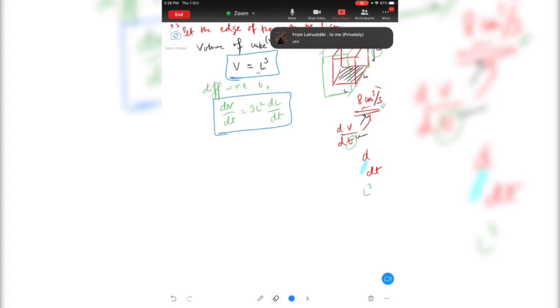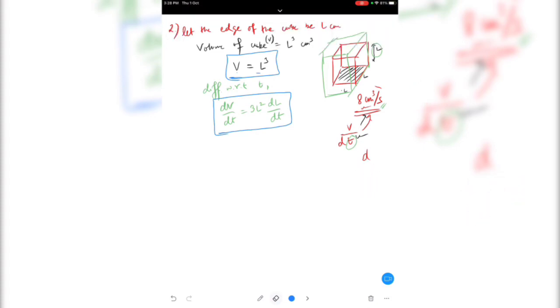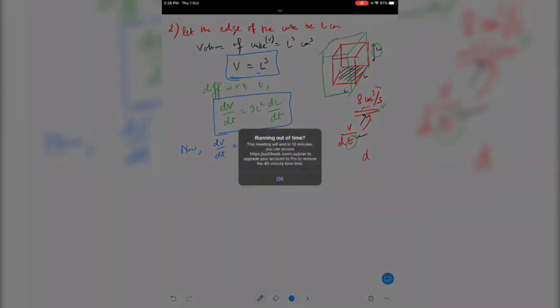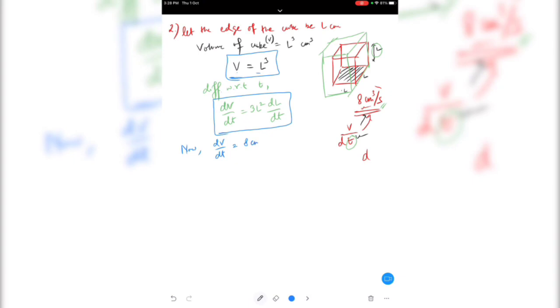Now you see, the value of dV/dt is given, right? That is 8 centimeter cube per second. So put the value in here. dV/dt is equal to 8 centimeter cube per second. So 8 is equal to 3L square dL/dt. Another thing, the value of L is also given. What is the value of L? From the question you see, the value of L is given as 12.